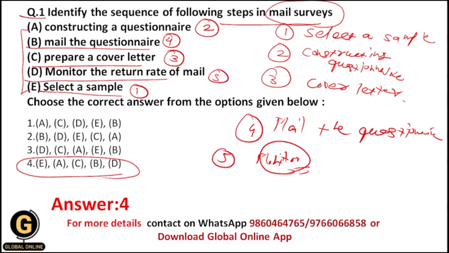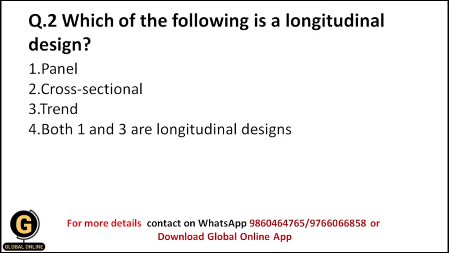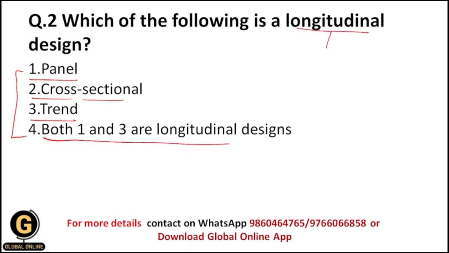Okay. Now next is, which of the following is a longitudinal design? Here we have been given different types of designs, and from these we are going to identify the longitudinal designs. Whether it is panel study, cross-sectional, or trend, or both, 1 and 3 are longitudinal designs. Longitudinal design is a type of descriptive method, and descriptive method means we provide the characteristics of a situation, event, person, or group of people.